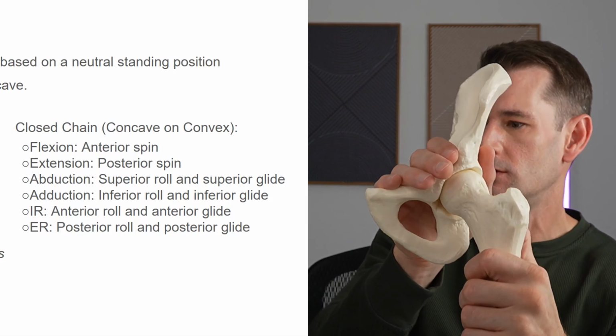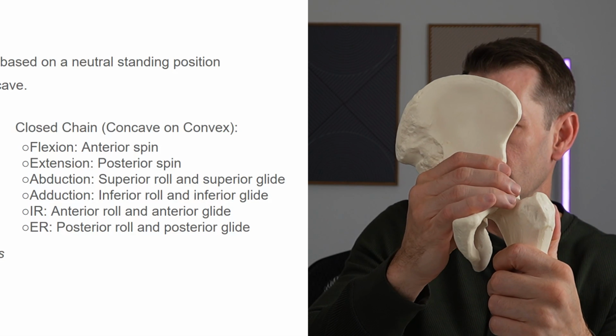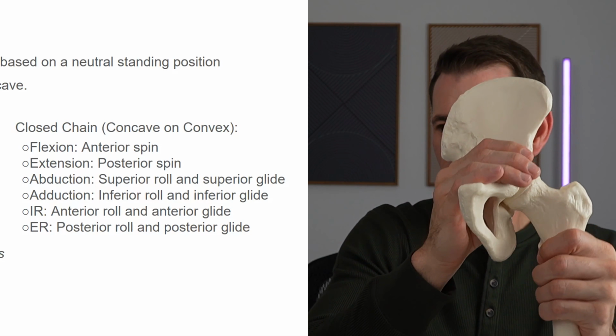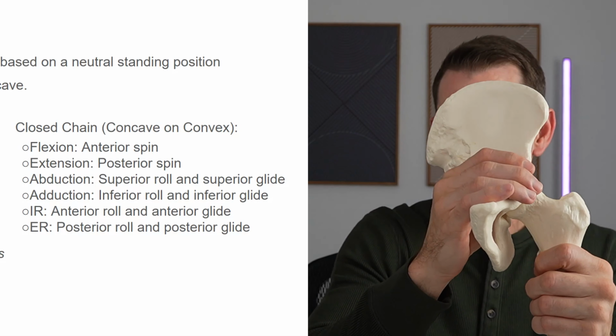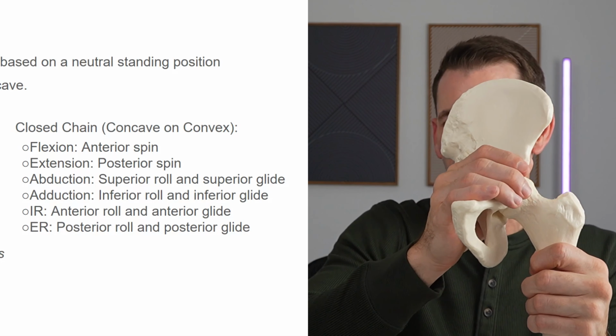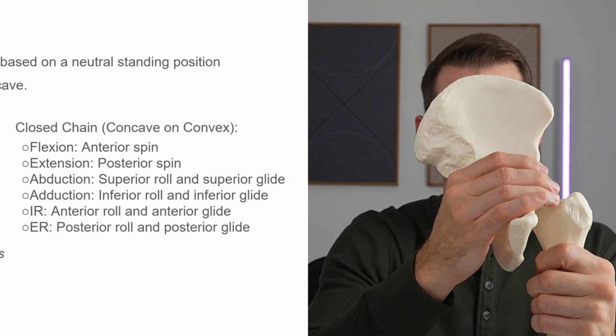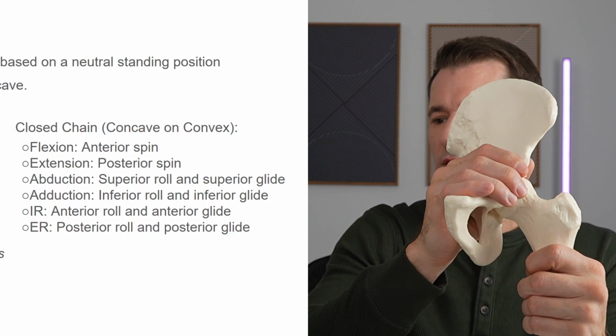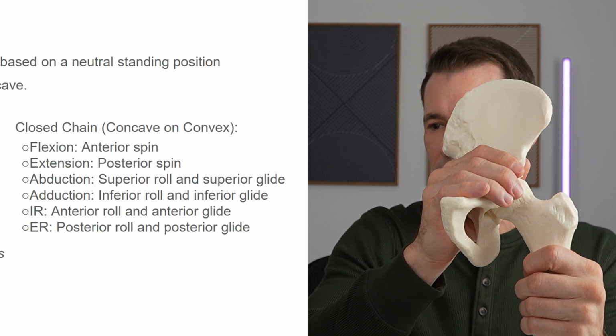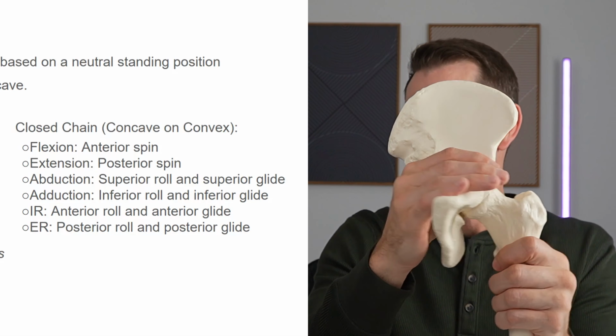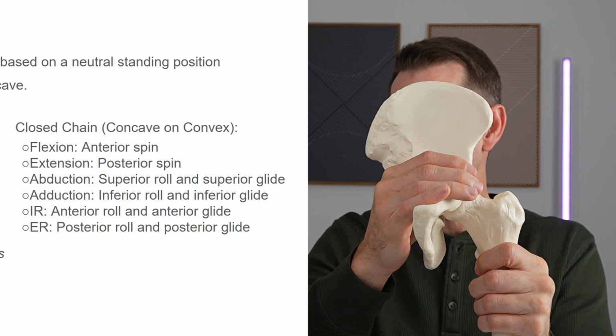Hopefully you can see that opposite pelvis moving forward, making that innominate move into internal rotation on that fixed femur. That's an anterior roll and an anterior glide. So again, fixed femur, pelvis moving, opposite pelvis moving forward. That is relative internal rotation of my left hip, anterior roll and anterior glide because it's concave on convex. Opposite occurs for external rotation.